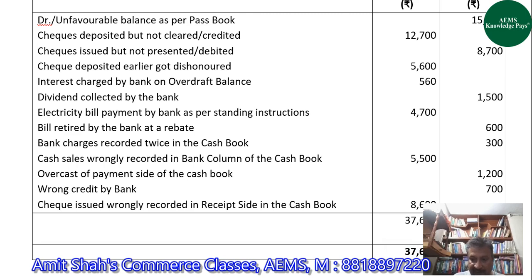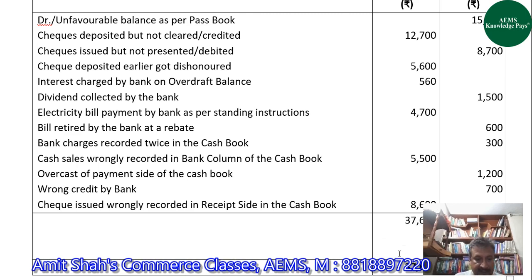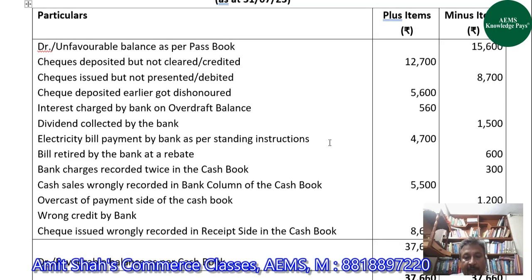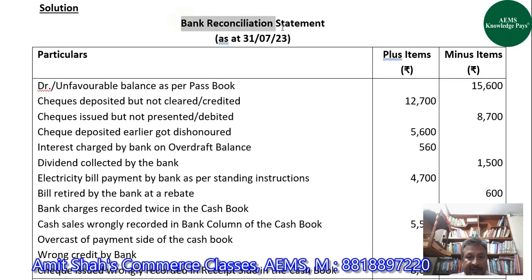37,660, 37,660. The difference of the two is 9,060, which is the debit or favorable balance as per cash book. I hope you all have got this. Yes or no? Start noting it down, guys. From here, you have not much time, hardly 7 minutes for the session.